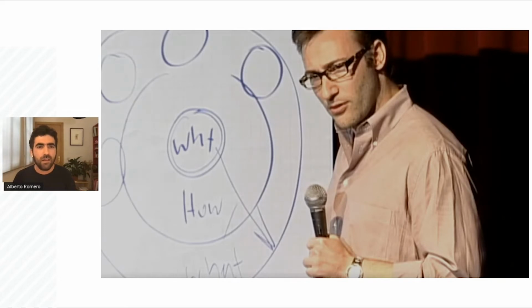Sinek gives the classic example of Apple, which is an example that everybody gets. They say things like, we think different. We are at the intersection of technology and liberal arts. We want to empower the creative. Okay, we agree with that. And then they say, we are reinventing the phone or 1,000 songs in your pocket. And then lastly, here, the iPhone or the iPod.